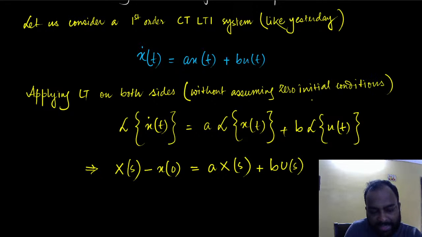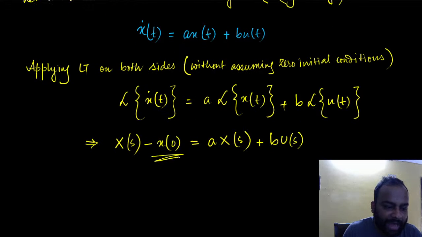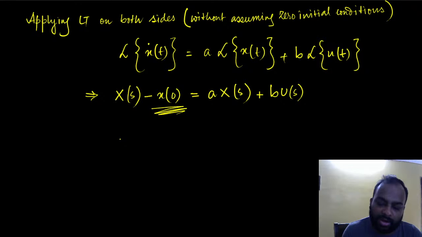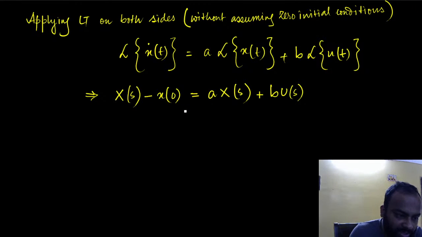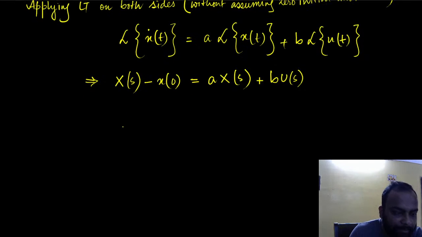The moment I say that without assuming zero initial conditions, we are ridding ourselves of the idea of transfer functions, because this will have to be zero in order for a transfer function to exist by definition, right? So that is fine. I don't think there is any difficulty with this, right?